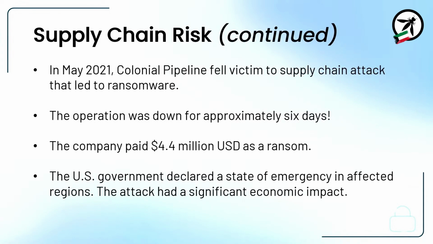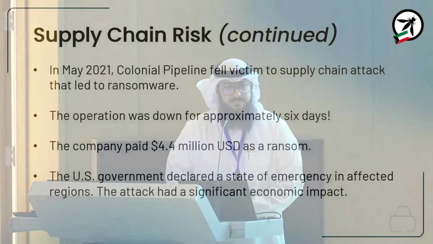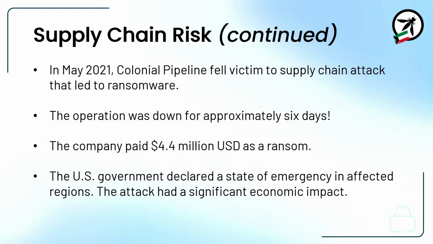In another example, in 2021, Colonial Pipeline, a major fuel pipeline operator in the US, got compromised due to a supply chain attack, and they deployed DarkSide ransomware. The operation was down for approximately 6 days. The company paid $4.4 million US dollars, but unfortunately they didn't rely on the key. They relied on their backup systems. The US government declared a state of emergency in the affected areas.